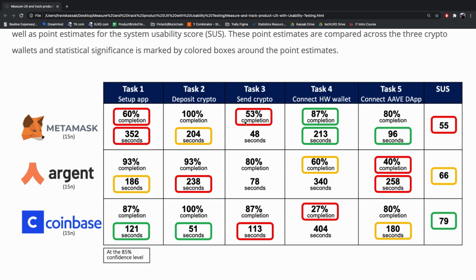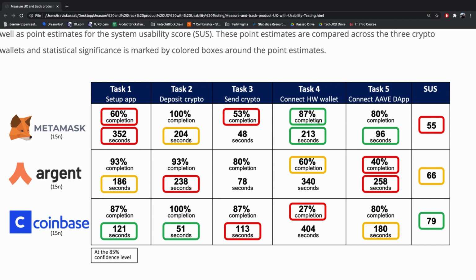On task 3, again, MetaMask has the worst completion rate, sending crypto to friends, although Coinbase is slowest for sending crypto to friends. Task 4, MetaMask has the highest completion rate and the quickest time for connecting to hardware wallets, so they're definitely winning here, doing really well. And Coinbase has the lowest completion rate at only 27% of people. And remember that this 27% is just a point estimate.